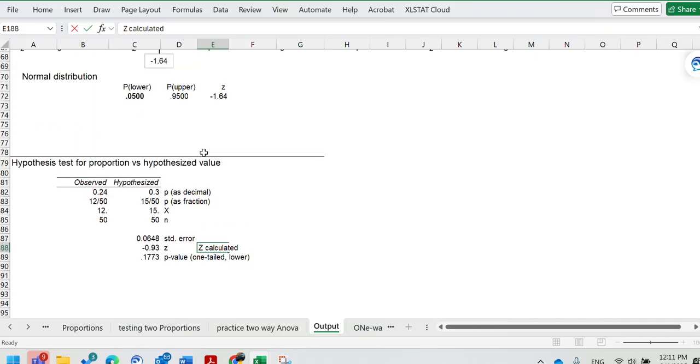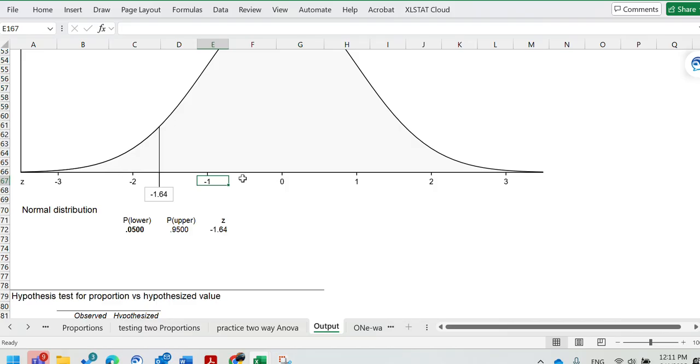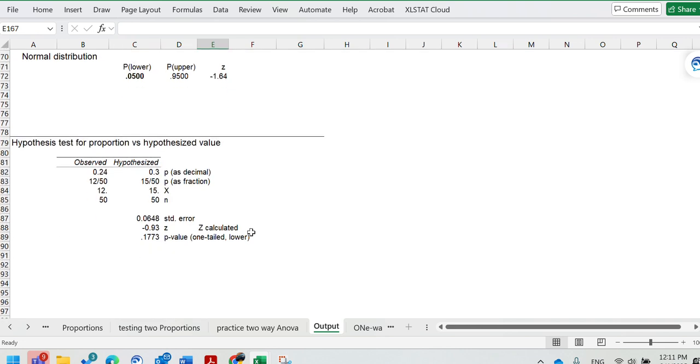Minus 0.93 will be somewhere around here. So is it in the accept area or the reject area? Right side is accept, left side is reject. So it's in the accept area. This is our Z calculated. Z calculated is in the accept area.